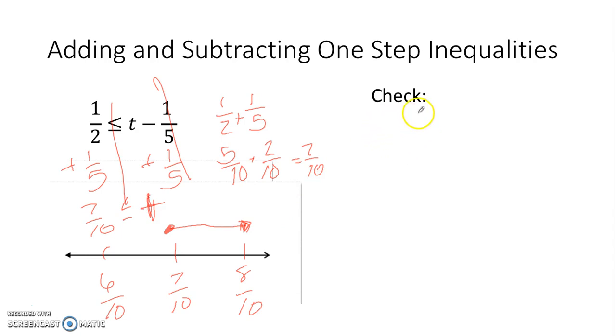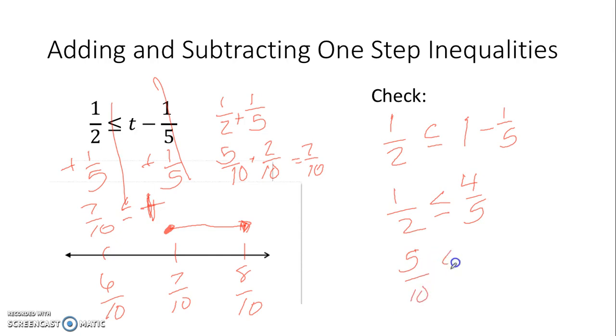To check our work, make it easy on yourself. So 1/2 is less than or equal to, let's do 1 minus 1/5. Okay, let's just make it easy on ourselves. So we have 1/2 is less than or equal to 1 minus 1/5, which is 4/5. To find a common denominator, this is 5 tenths is less than or equal to 8 tenths, and that is true.